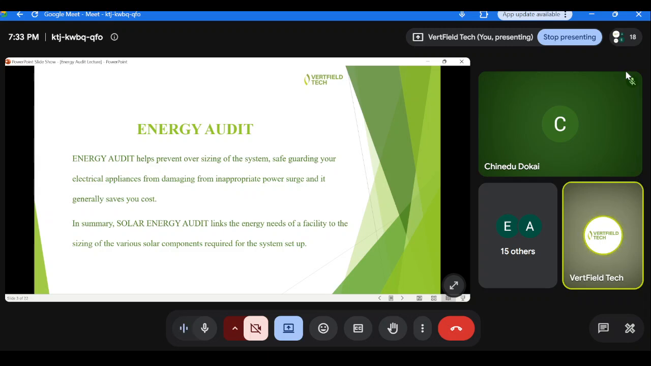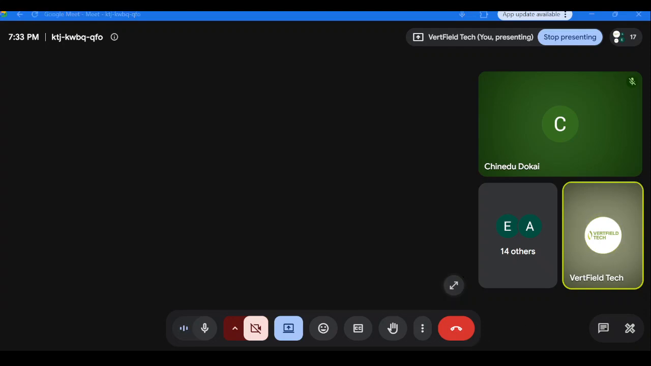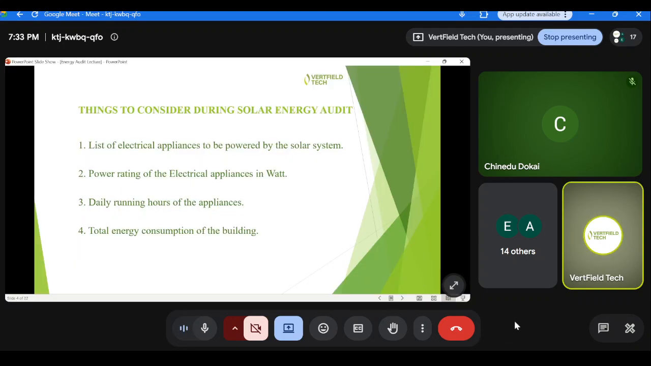Whenever you hear about system designs or energy audit, it is telling you about the complete calculations that have to do with your solar system. So in summary, solar energy audit links the energy needs of a facility to the sizing of the various solar components. That is what we are talking about. Things to consider during solar energy audit. Yes, this is also very, very important.